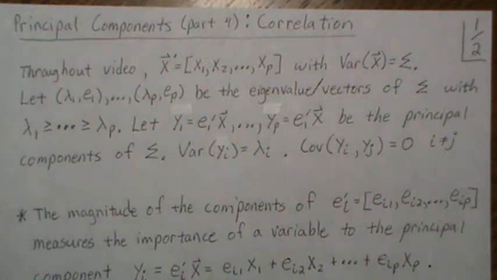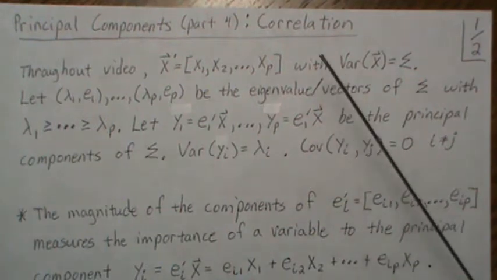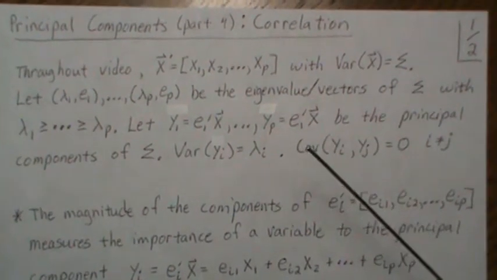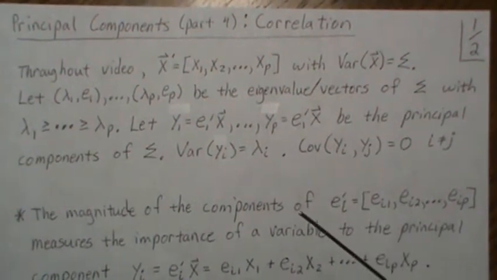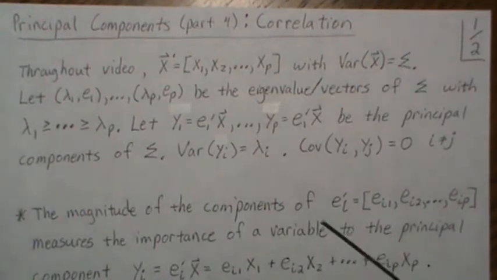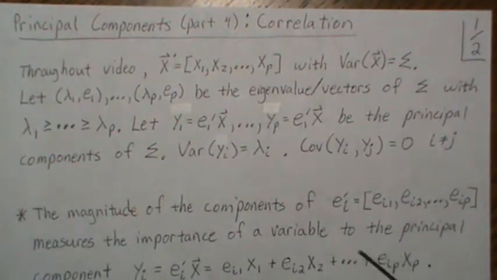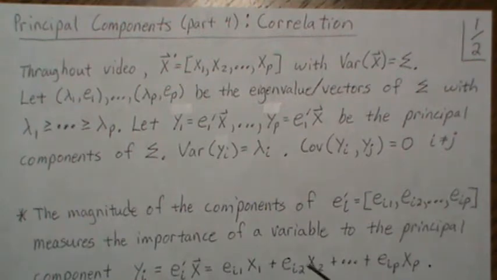Hello, this is part 4 in a little series I'm calling Principal Components. This one I'm titling Correlation, where we look at the correlation between principal components and the original variables. We also standardize the variables too.